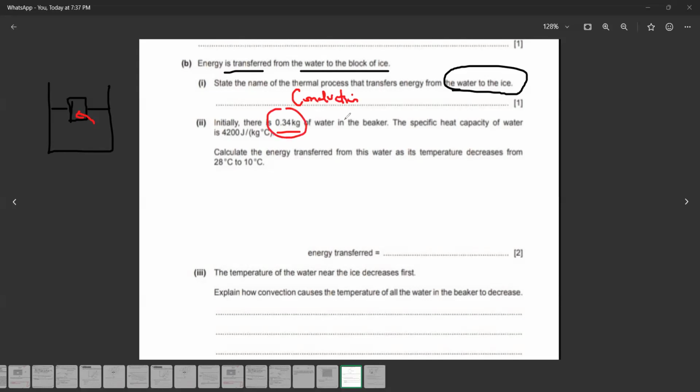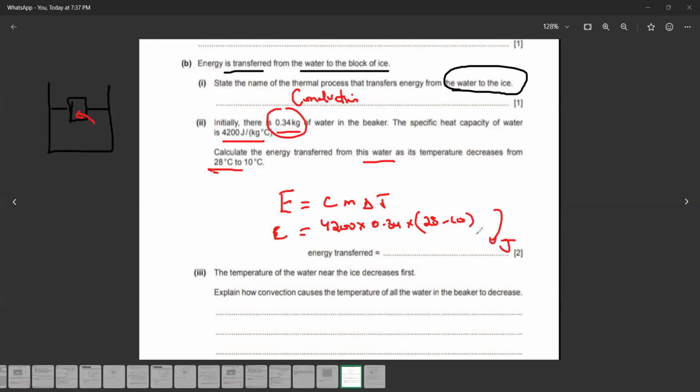Initially, there is 0.34 kilogram of water in a beaker. The specific heat capacity is 4,200. Calculate the energy from this water as the temperature decreases from 28 to 10. So, E equals c m delta T, the specific heat times mass times temperature change. So, specific heat is 4,200. The mass of the water in the beaker is 0.34. And the temperature change for the water is 28 minus 10. It's always greater minus smaller. So, that will give us how much energy there will be in joules.